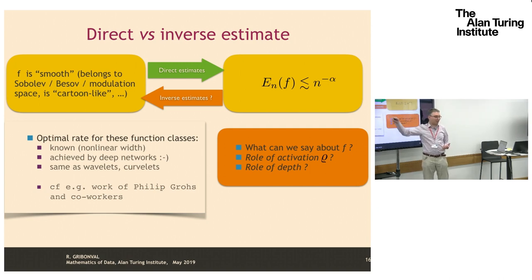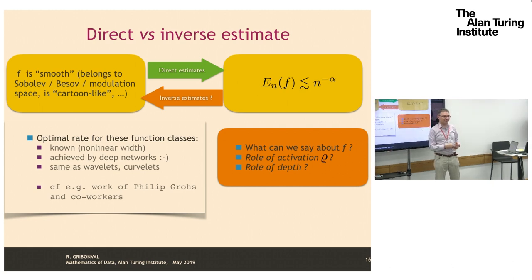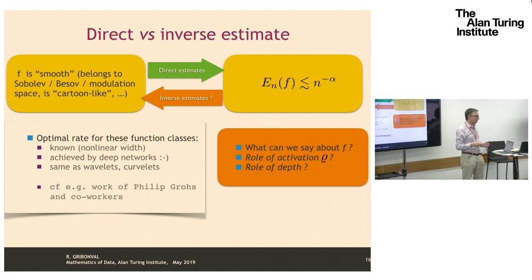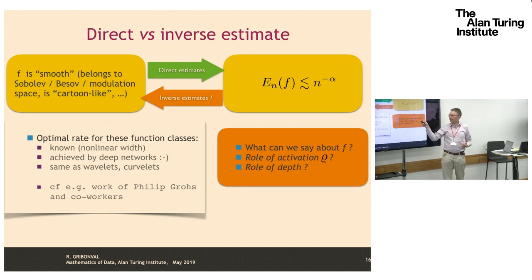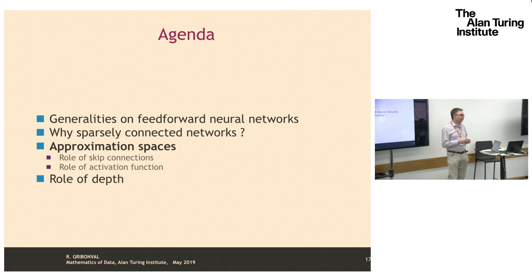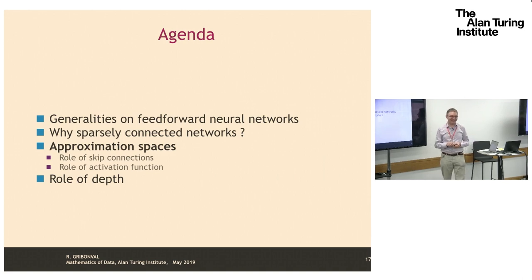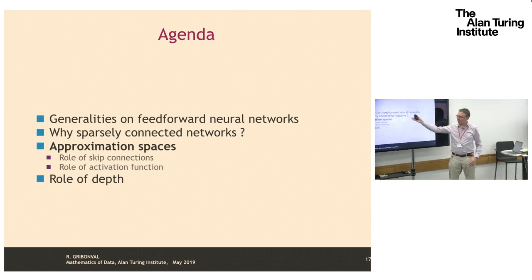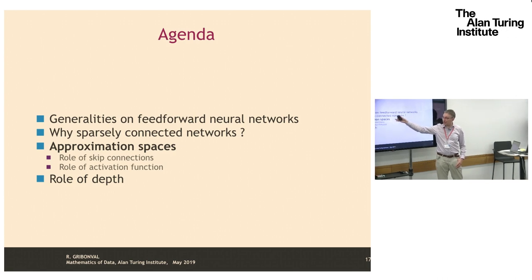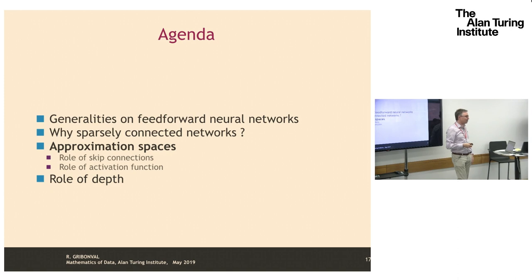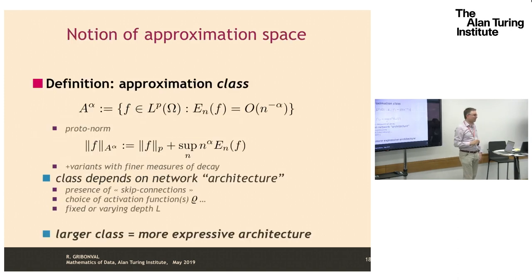Hopefully, it will not imply the same type of smoothness as originally manipulated with wavelet approximation, showing that there's a range of functions that are not well approximated by wavelets and that can still be approximated at a good rate with neural networks. That will show additional expressivity of the class of neural networks. And in particular, for this type of inverse estimates, we may wonder about the role of the activation function and the role of depth. So for those in the room familiar with approximation theory, you'll see familiar tools here. I'll briefly introduce the notion of approximation space and then state our main results on how this approximation space can depend on the activation function and the presence of so-called skip connections.